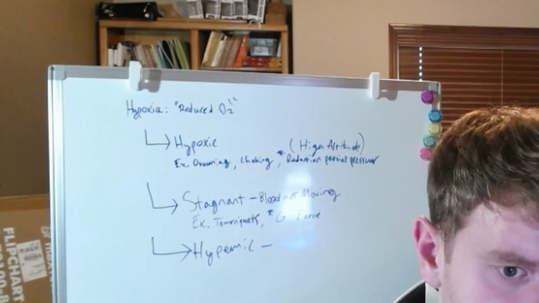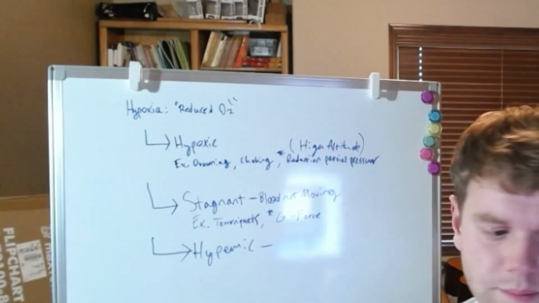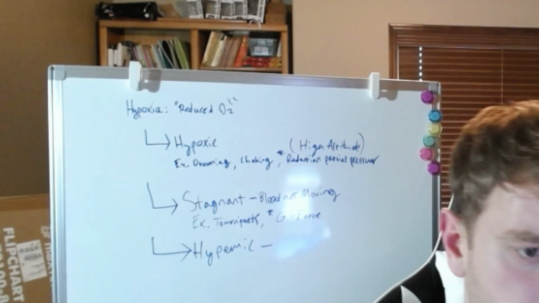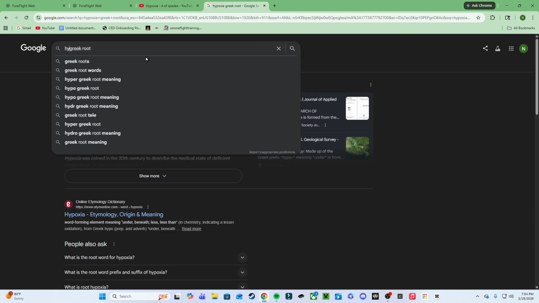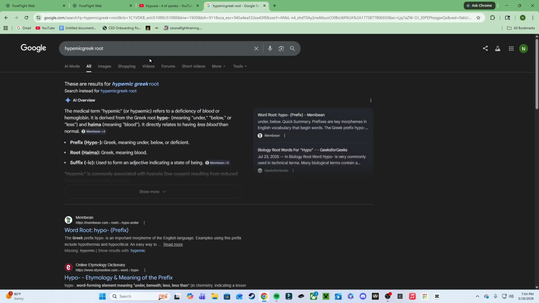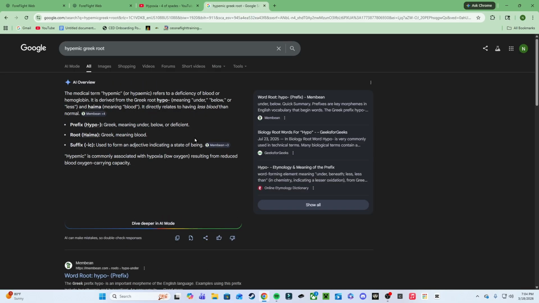So when we talk about hypemic hypoxia, we can figure this out ourselves, right? We can look and see what hypemic even means. You can do this with any kind of word you find. We have the prefix hypo, meaning under, below, or deficient. Then the root, and the suffix used to form an adjective indicating a state of being. So it's a state of low oxygen resulting from a reduced blood oxygen carrying capacity.